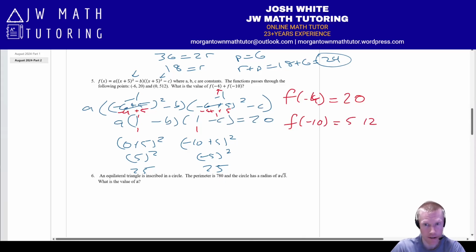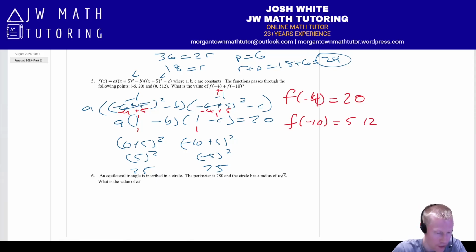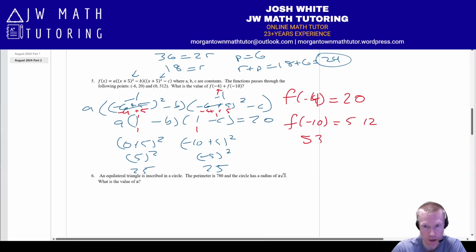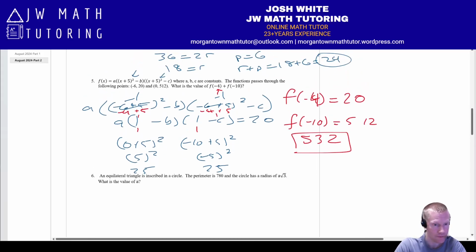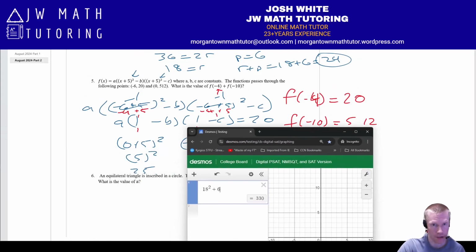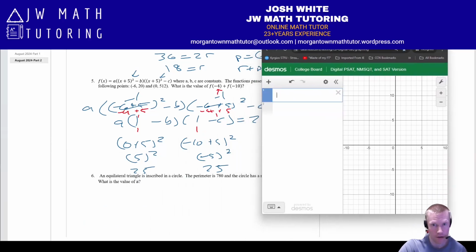You can add these together. And so our final answer should be, just double checking, 532. Okay, so that's the correct answer for this one. Now, you actually can do this in Desmos though, just to show you. So maybe you find this to be quicker, maybe not.